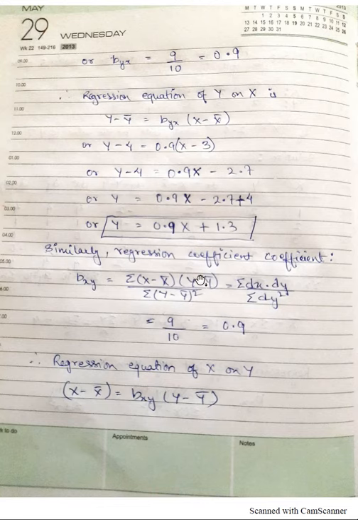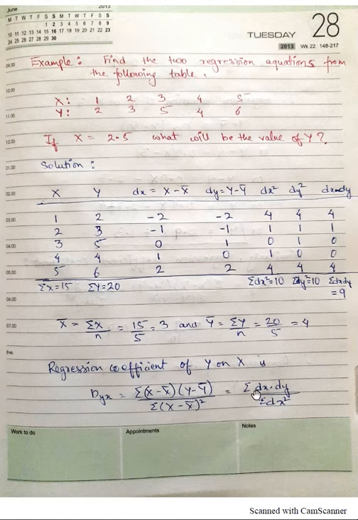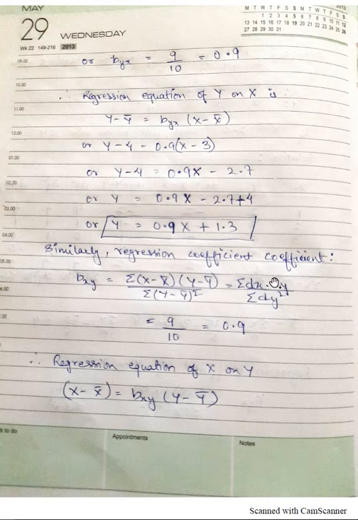We put the values, we get byx is equal to, this is equal to 9 and this is equal to 10. So byx is equal to 9 divided by 10, which is equal to 0.9. So this is the regression coefficient of y on x.